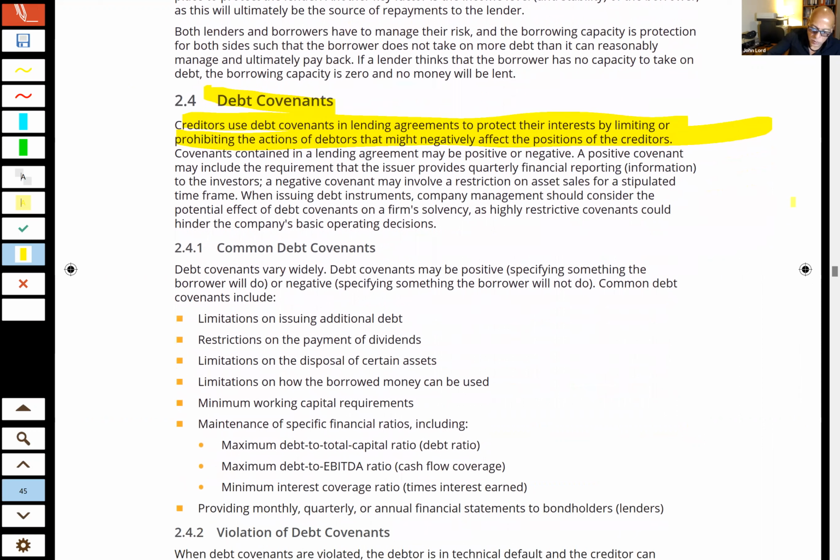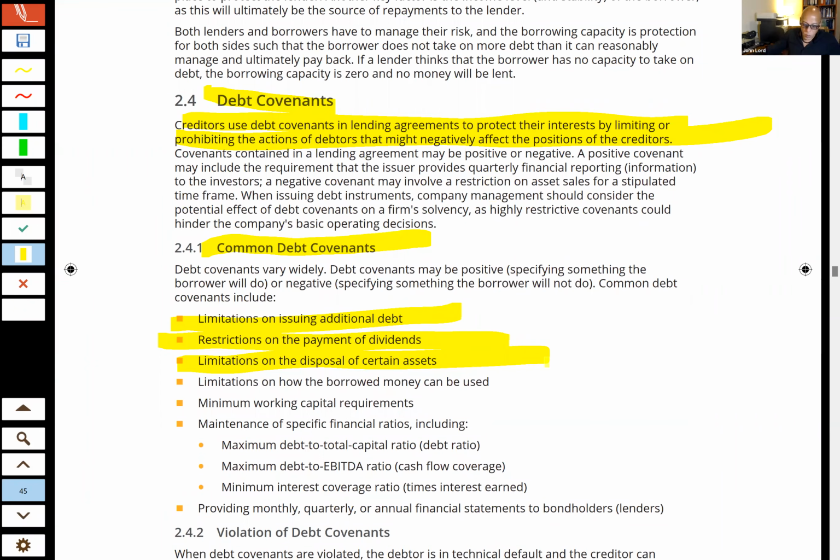Okay, so some common debt covenants: limitation on additions to additional debt, restrictions on the payment of dividends, limitation on the disposal of certain assets. Maybe the creditors have perfected their claim to that particular asset. They've attached a certain claim, which we get more into in the regulation part. But if that's the case, then they would have a certain protection that if we sell that asset, we have to immediately liquidate that debt.